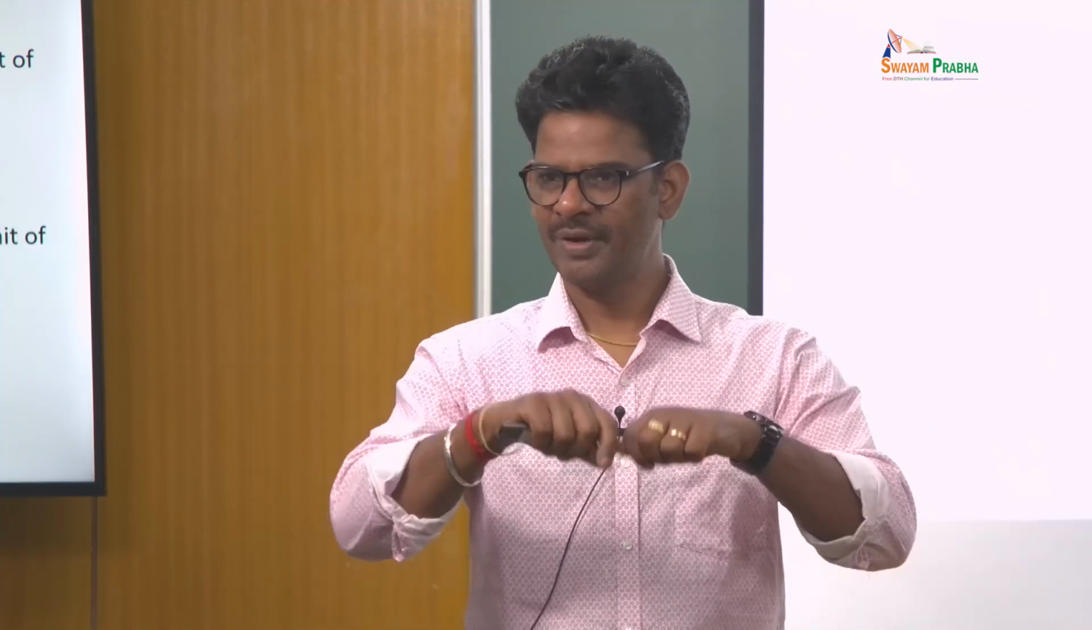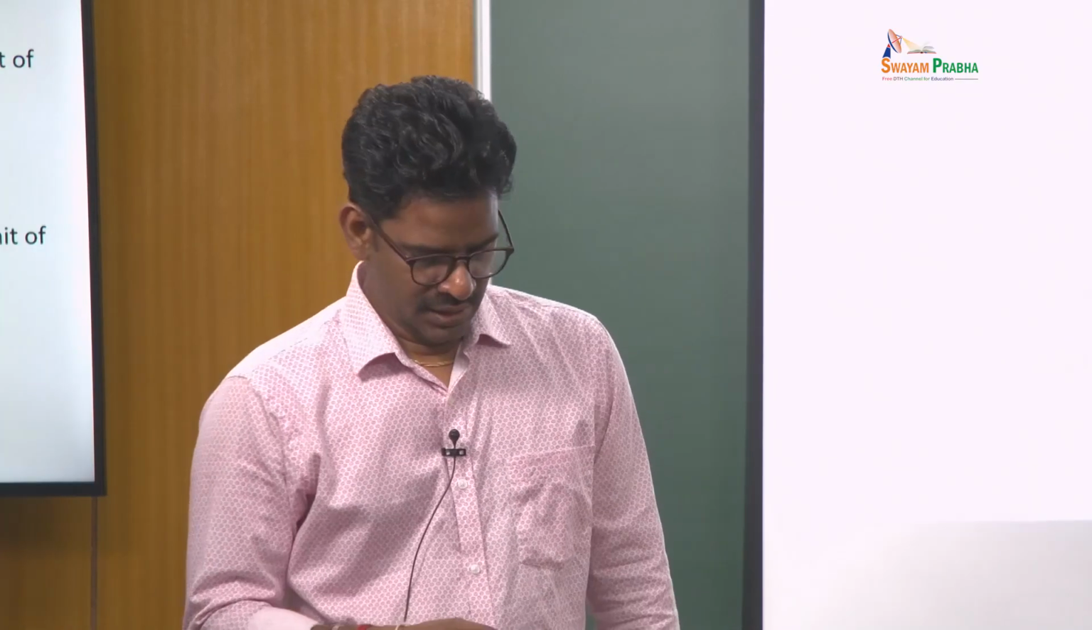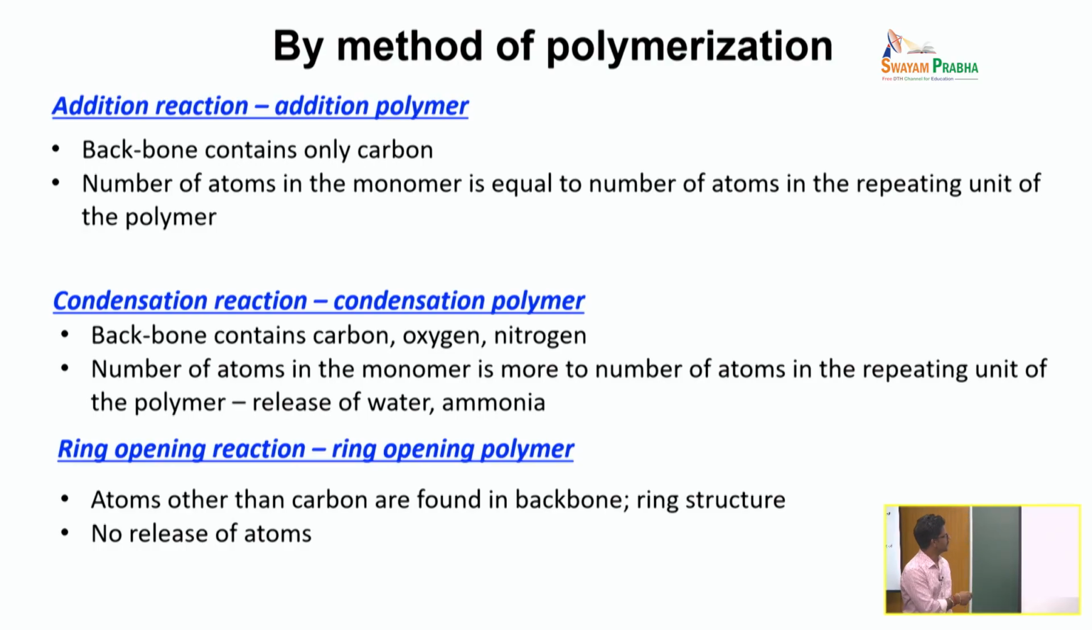So it is basically by opening the double bond that you link the molecules together, adding one by one. That's called addition polymer, right. And I will probably give some examples later on.